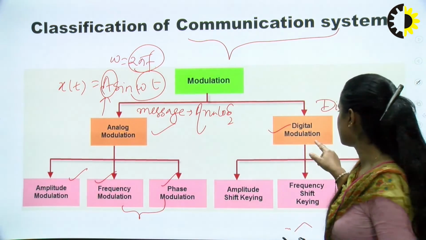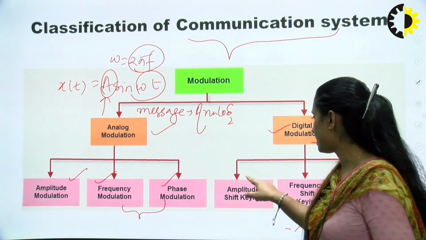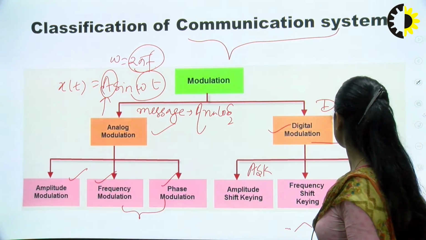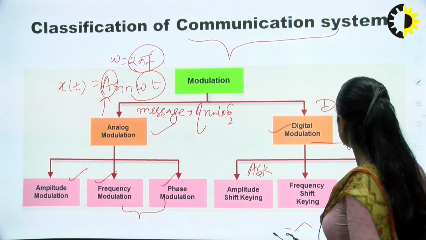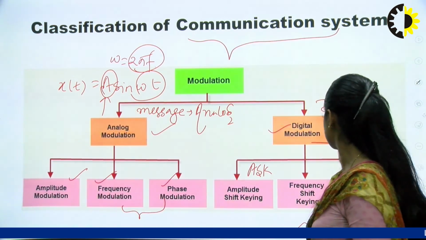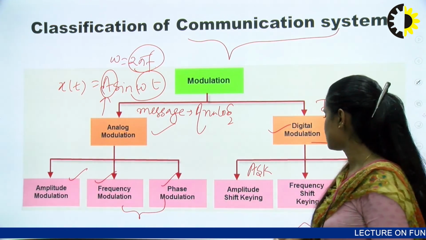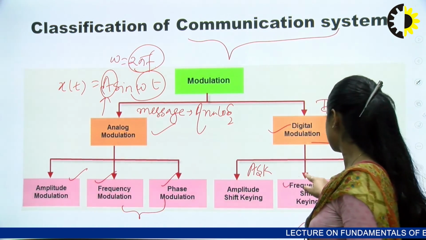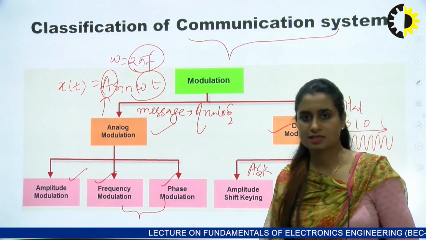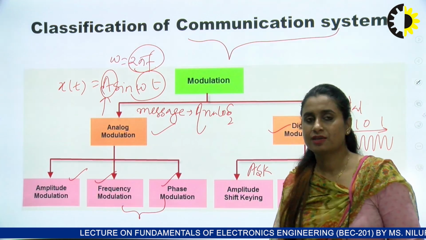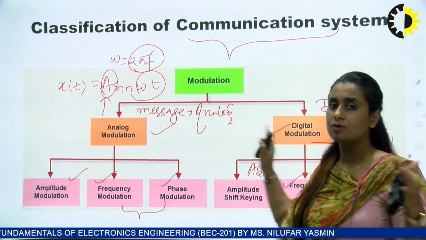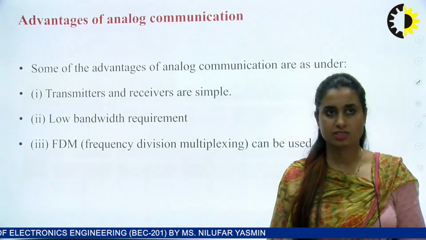Now, if I talk about digital kinds of modulation, we have ASK, amplitude shift keying. Here my signal is binary, but my carrier is a high frequency sinusoid. If I alter the amplitude of my carrier with respect to the message, that is amplitude shift keying. If I alter the frequency, that will be called frequency shift keying. If I alter the phase of my signal, that will be called phase shift keying. We will be studying the details of it in further lectures. So this is the broad tree that is classifying my communication system.